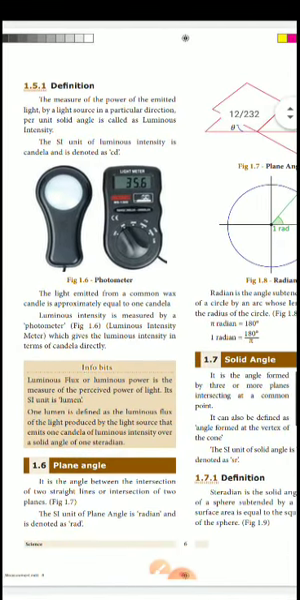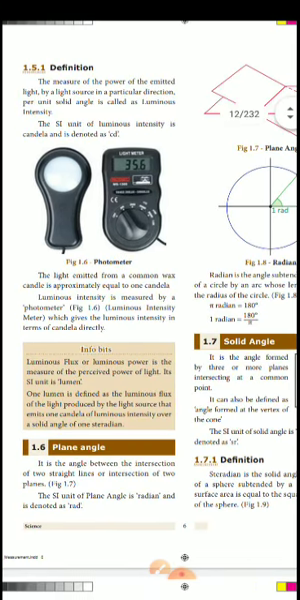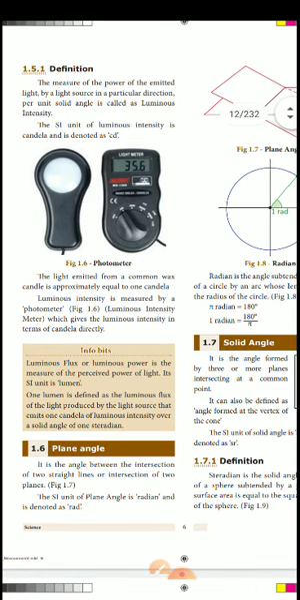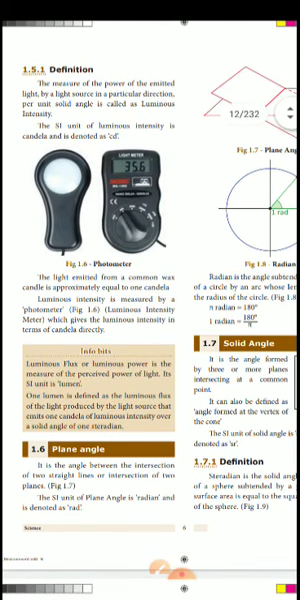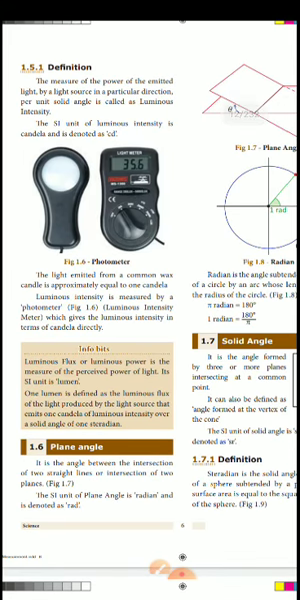The measure of the power of the light emitted by a light source in a particular direction per unit solid angle is called luminous intensity. This is the definition, mark it down. This is a 2-mark question. The SI unit of luminous intensity is the candela.